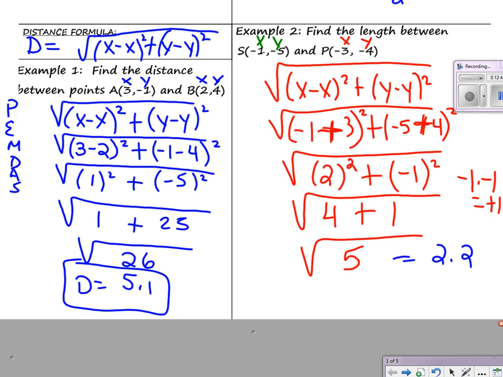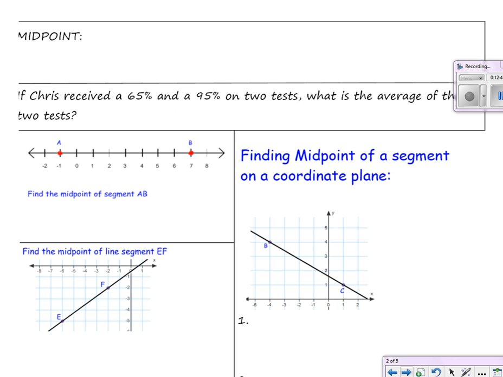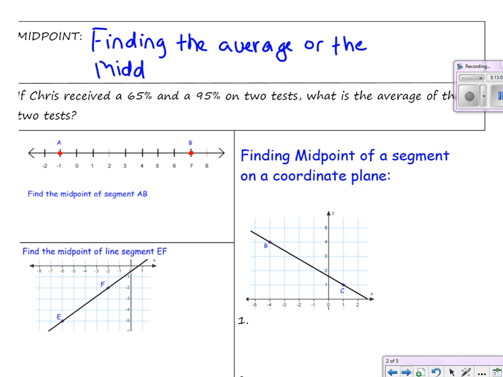All right, now we're going to move on to the midpoint. This got cut off a little bit, but it does say midpoint right here. The midpoint is taking the average. It's finding the average, or the middle point between two other points, the middle point between two endpoints. I'm just abbreviating it with endpoints.